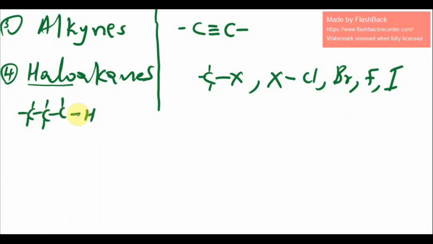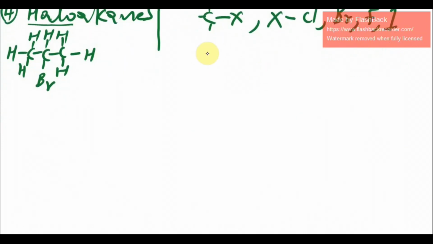Okay? This compound has bromine here. So since there is that bromine, this is a haloalkane, because there is a group number 7 atom. Okay, then we have number 5.